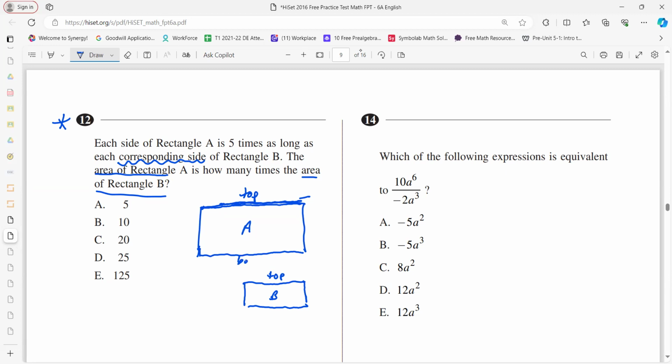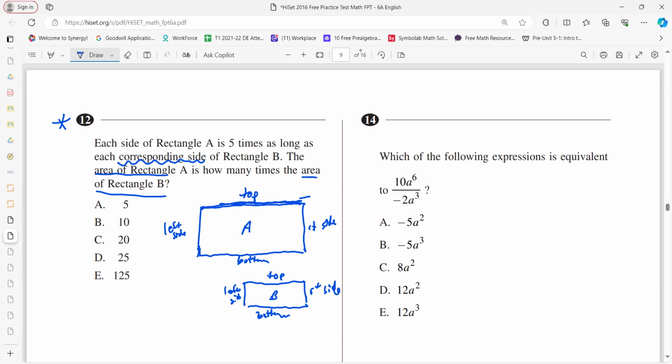Same with bottom corresponds with the bottom. Right side corresponds with the right side, and left side corresponds with the left side. All right, so that's what we mean by corresponding side.